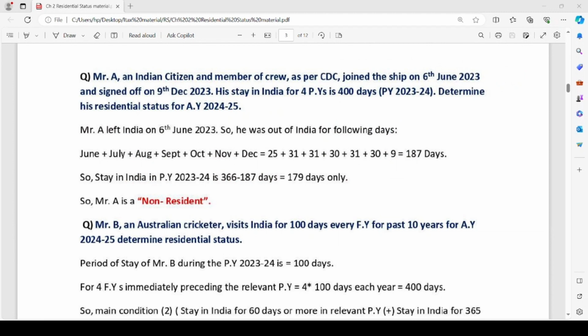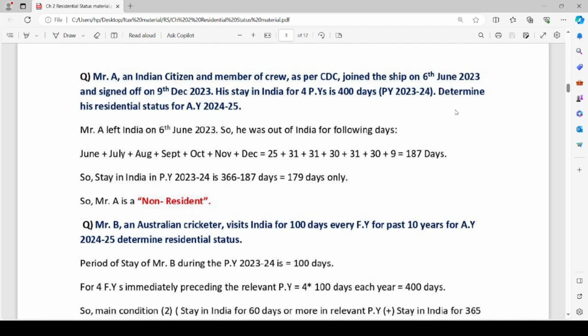Having discussed how to determine the residential status of an individual, now let us go through few illustrations. These illustrations are already given in our institute material, but I have cut short them into simple sentences for you to easily understand. Mr. A, an Indian citizen and member of crew as per continuous discharge certificate, joined the ship on 6th June 2023 and signed off on 9th December 2023. His stay in India for 4 previous years is 400 days, that is in the previous year 2023-24. Determine his residential status for assessment year 2024-25.